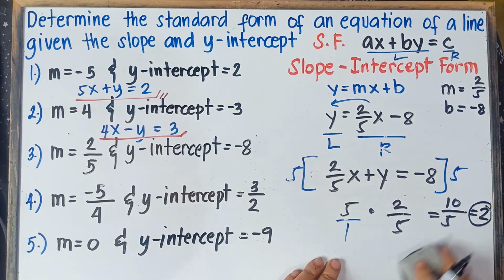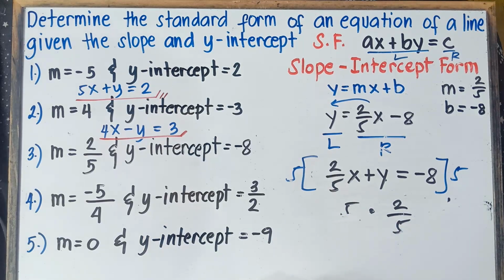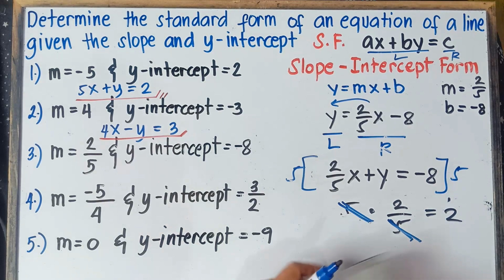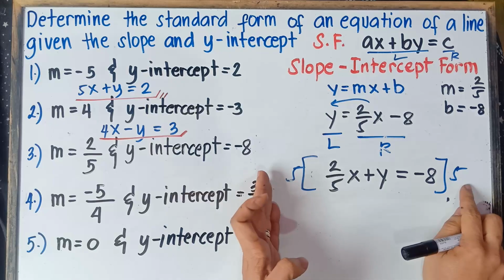You can just simply cancel this out, class. 5 multiplied by 2 over 5, we can simply cancel this out, because 5 divided by 5 would be equal to 1. The answer is 2. You will have the same answer, class. So therefore, to eliminate this denominator, we need to multiply both sides by 5.